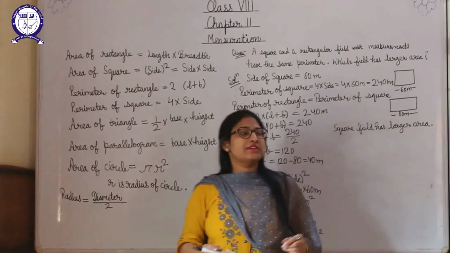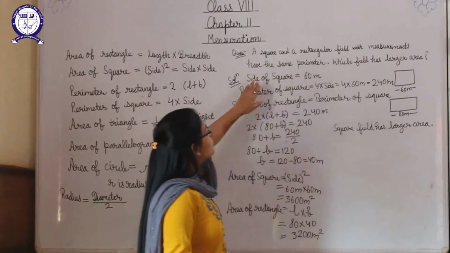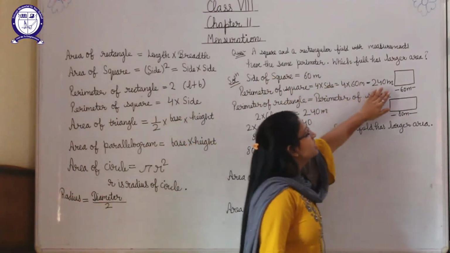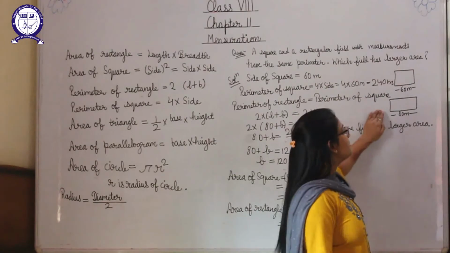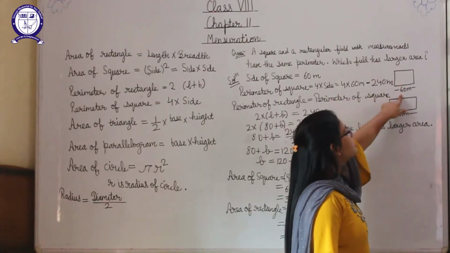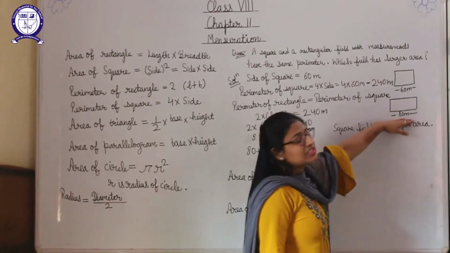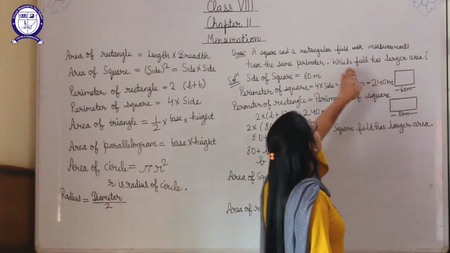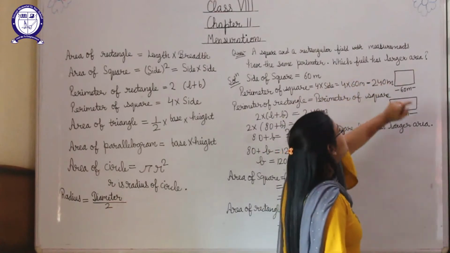Now suppose this question is given to you: a square and a rectangular field with measurements have the same perimeter. These are the square and rectangle given. Here the side of the square is 60 meters, and for the rectangle only the length is given, that is 80 meters. We have to tell which field has the larger area.